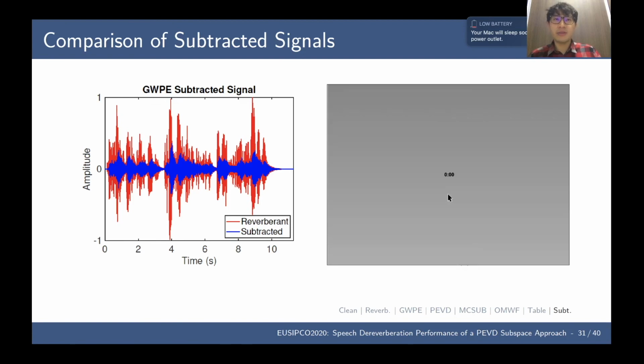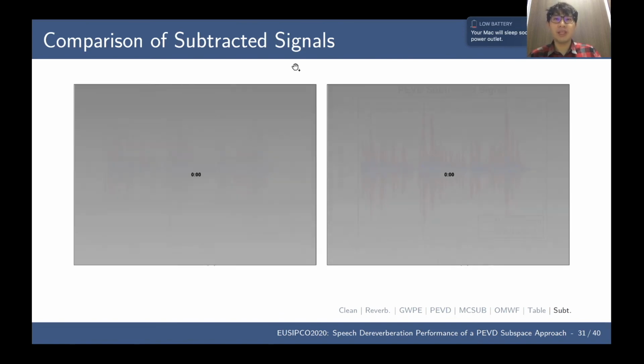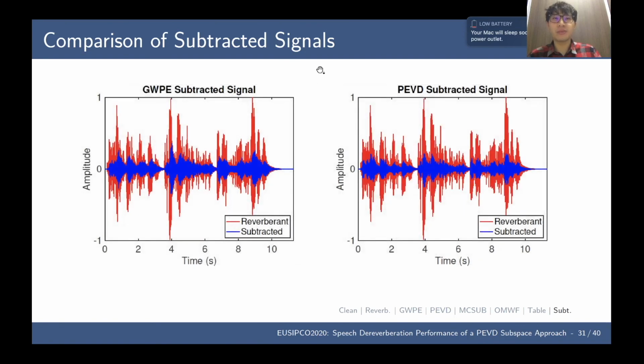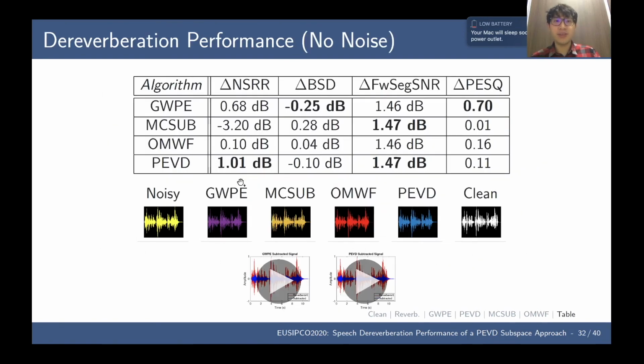And this strengthens our earlier finding that GWPE removes the earlier components, whereas polynomial EVD removes the later components. Overall, polynomial EVD provided the greatest improvement in NSRR. It comes in as second in terms of BSD, after the GWPE, which also provided the biggest improvement in PESQ.